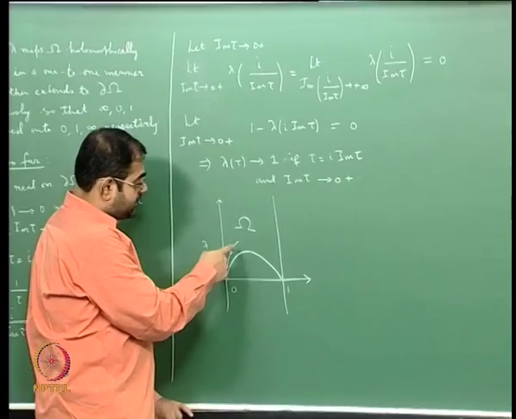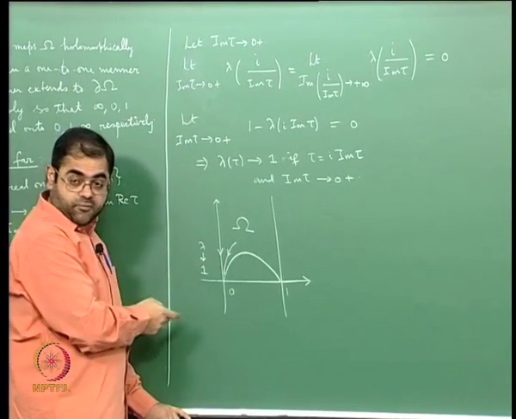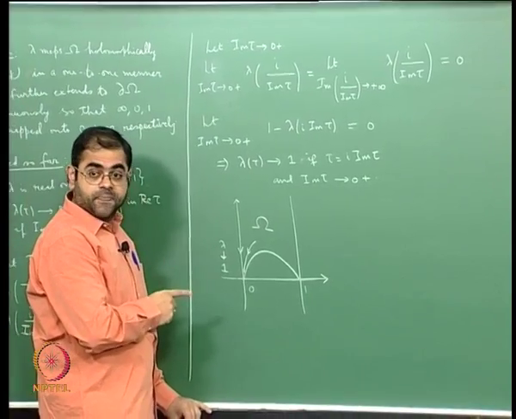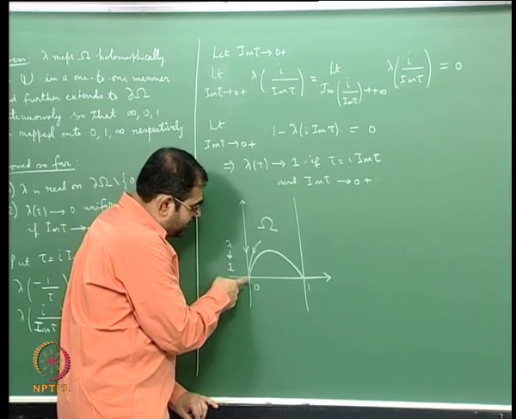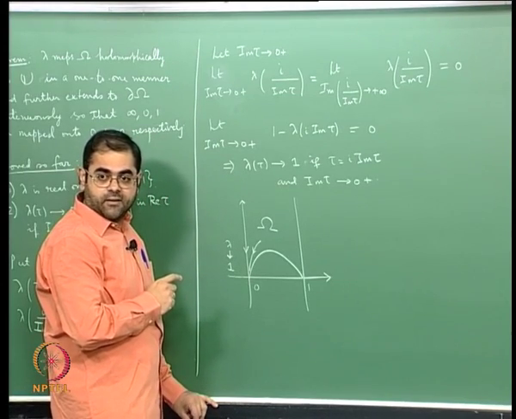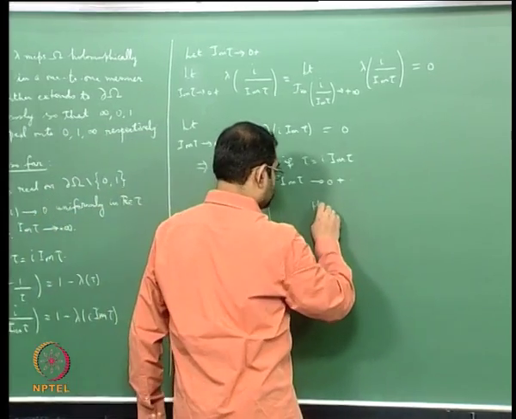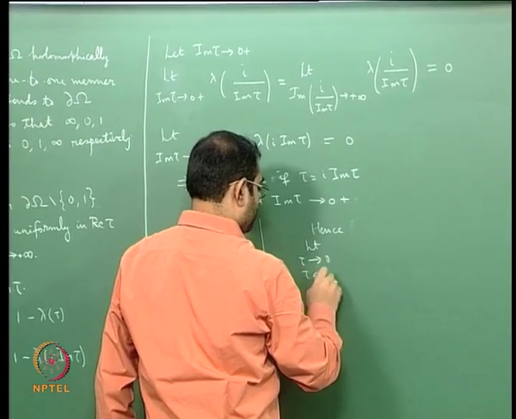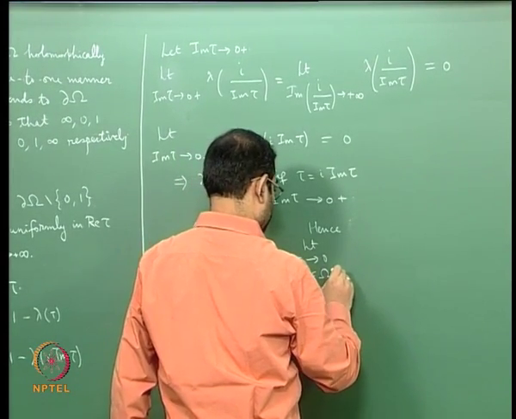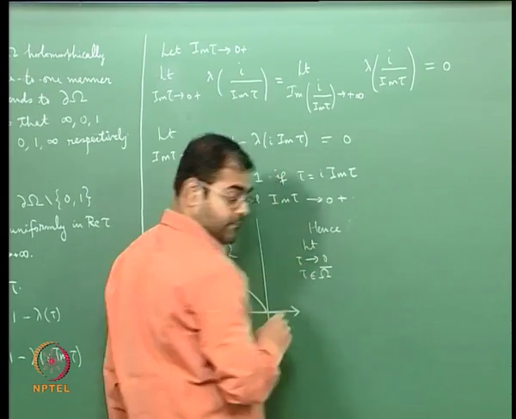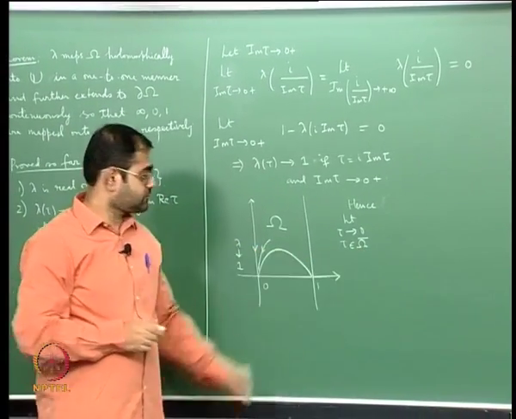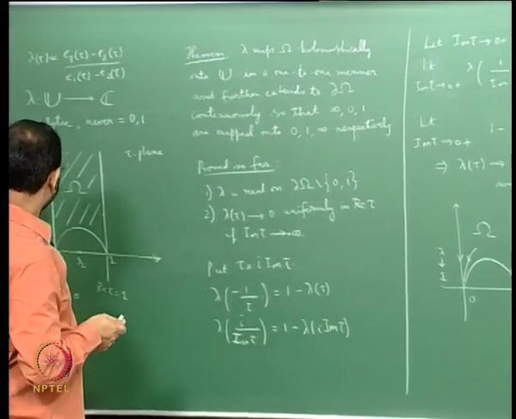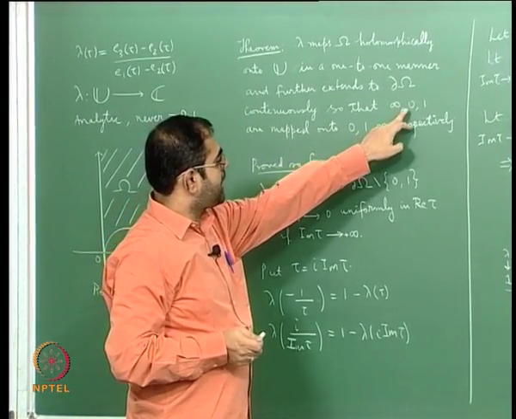Therefore what this will tell you is that so long as you are within omega or on the boundary of omega, if you let tau approach 0, then lambda will take the value 1. So this tells you that at 0 there is a well defined limit for lambda and that is 1. Hence the limit as tau tends to 0, tau in omega closure, so I will include the boundary also, of lambda of tau is actually 1. So that settles the fact that lambda maps 0 to 1.